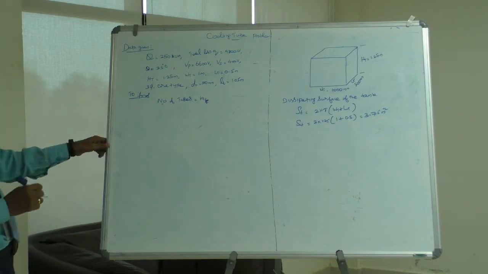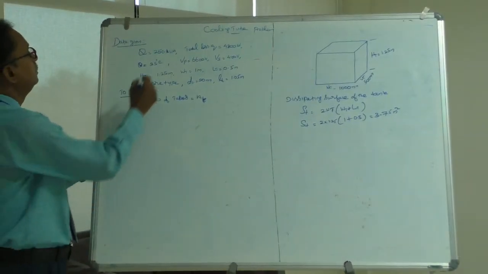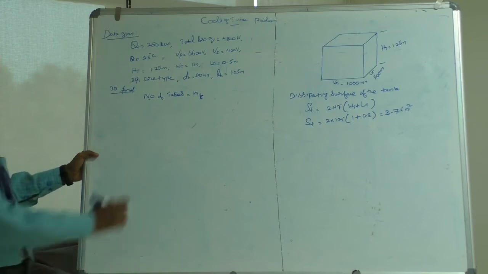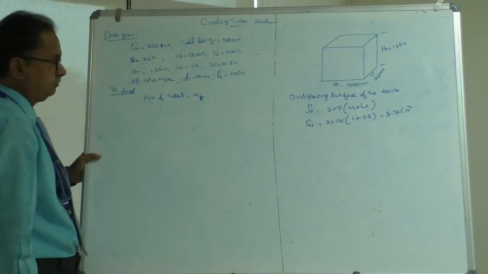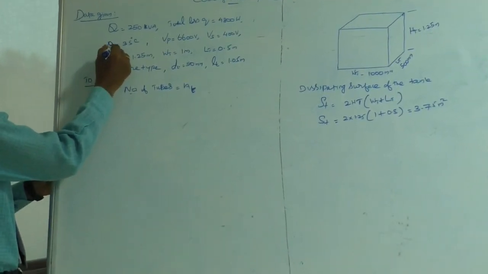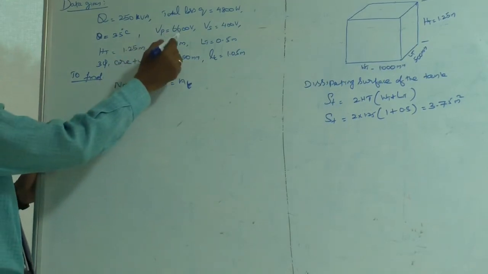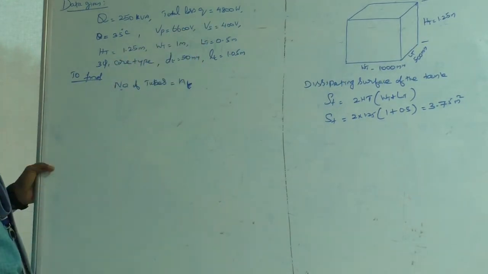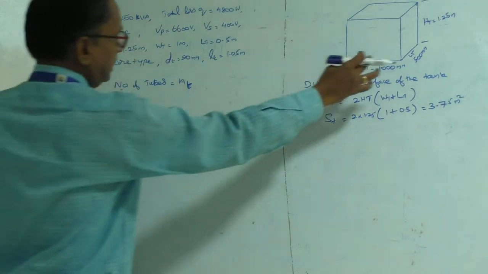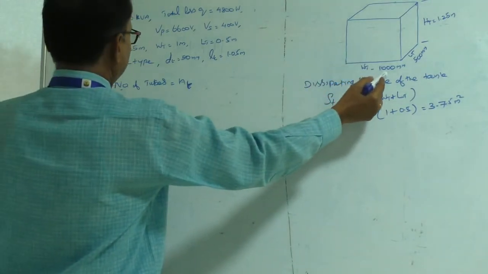Now the problem they have given: the capacity of the transformer is 250 kVA. The total loss, small q, is 4800 watts. The permissible temperature rise is 25 degrees centigrade. The primary voltage is 6600 volt and the secondary voltage is 400 volt. The height of the transformer tank is 1.25 meter, and the width of the tank is 1 meter or 1000 mm.